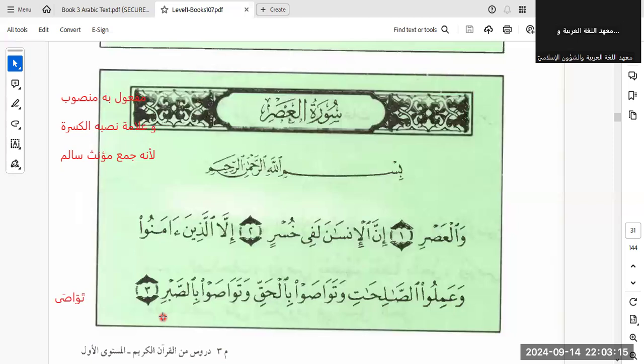And then you have Sabr. Throughout the Quran, you have the Sabr. The last ayat of Surah Al Imran, for example, right? Isbiru wa sabiru wa rabitu wattaqullaha la'allakum tuflihun. So this surah is an index of the details that are in the other surahs.